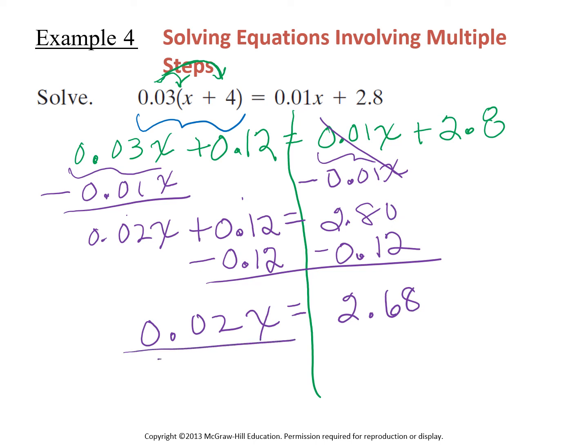And then I'll divide by the coefficient 0.02. So I'm going to do 2.68 divided by 0.02, and that leaves me with my solution of 134.